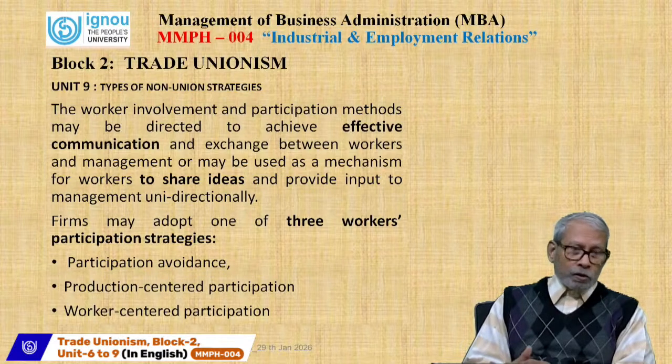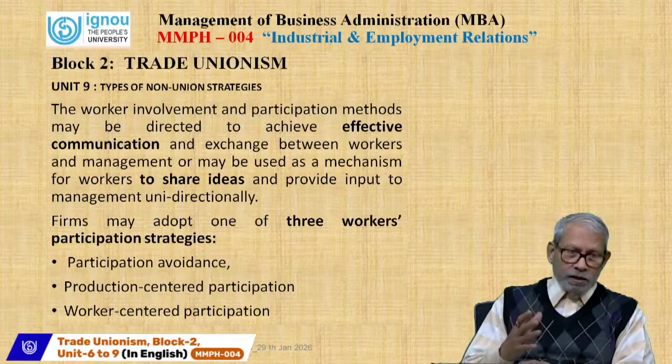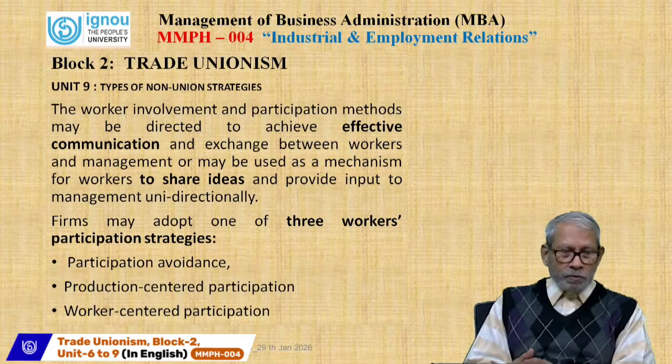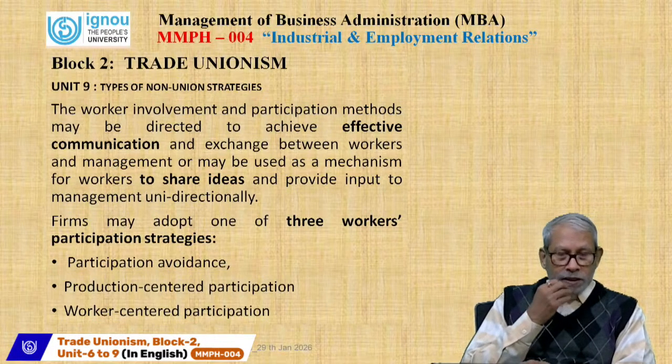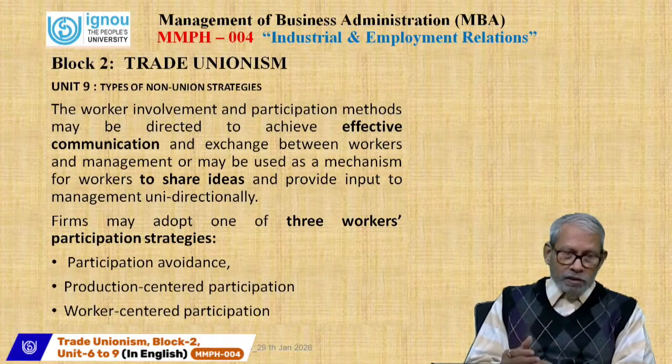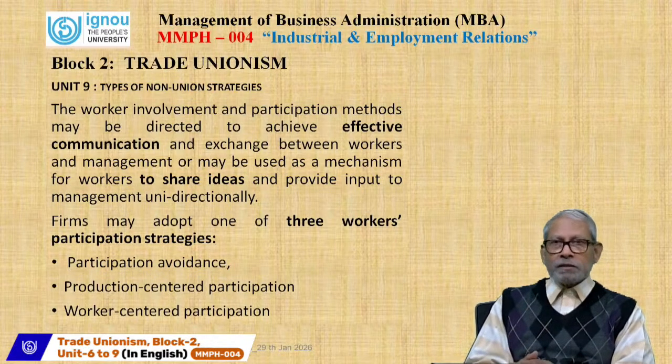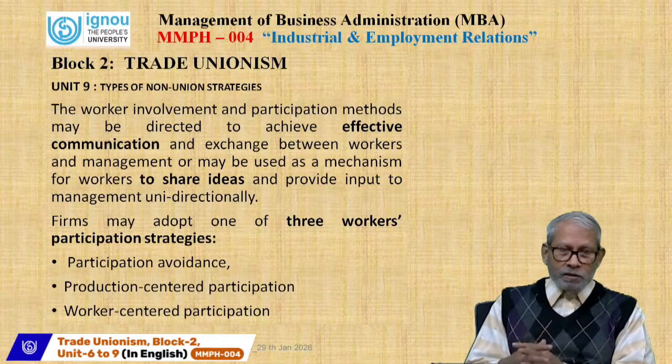So firms may adopt one of three worker participation strategies. One is participation avoidance, another is production-centered participation, and the third is worker-centered participation. The third one is very important, because worker-centered participation is very much needed. Avoidance is always on the negative side. So you have to see the different strategies; there are three categories of worker participation strategies.